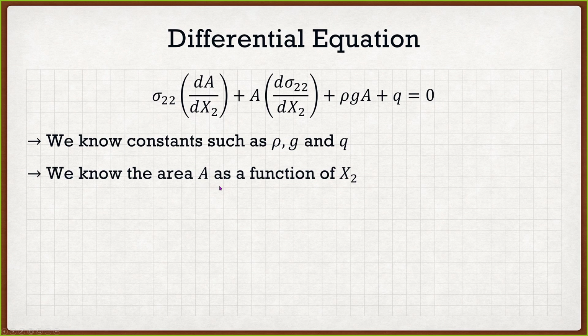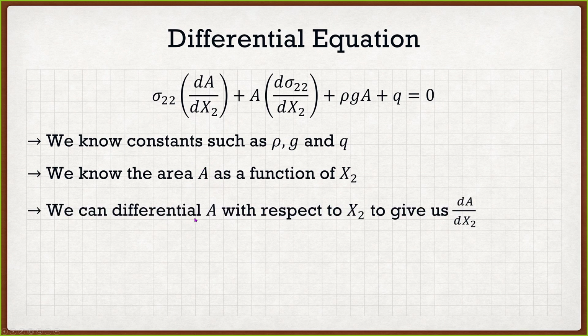The area, we're not specifically given, but we're given all the information we need to calculate that area as a function of x. As we saw, our beam kind of comes down linearly. We can create a function to describe that cross-sectional area as a function of the height of the beam. So that's not a problem. And once we have that function, or the area function, we can take the derivative of it to give us this dA over dx.